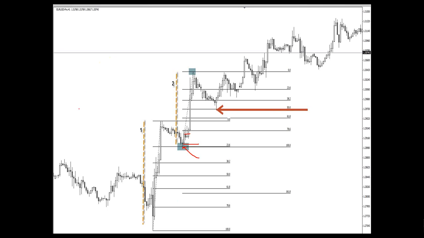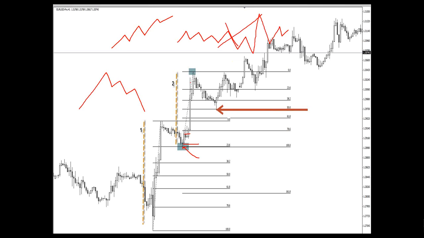This is a trend. This is a trend, downtrend. This is uptrend. This is not a trend, guys. Don't trade those kind of things. Right?